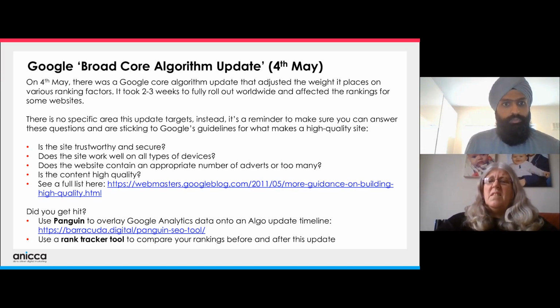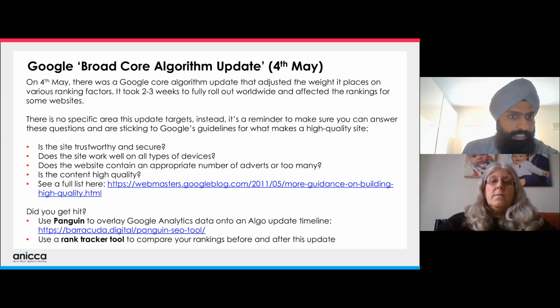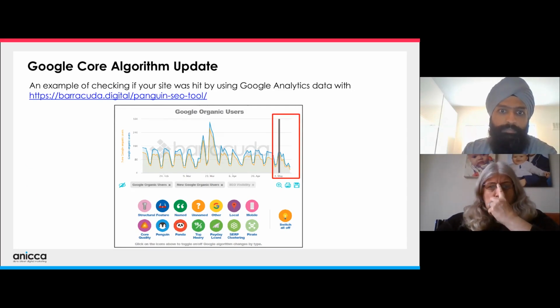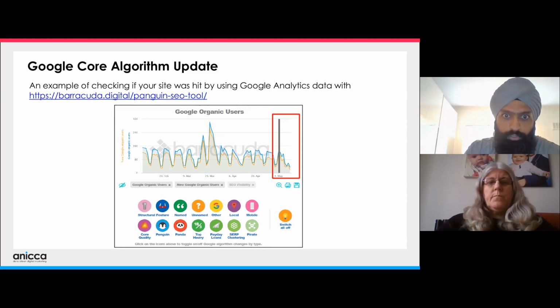And there is a tool that you can use to quickly check if you are hit by any kind of algorithm update, and it's called Penguin. It's from a company called Barracuda, and you can open it in your browser. It links to your Google Analytics, and it enables you to overlay all the algorithm updates that have happened to date versus your organic traffic. So you can quickly see, looking at a line that shows an algo update, if you've gone up or down. And that's usually a good starting point to investigate: have I been hit, and what do I need to do to recover?